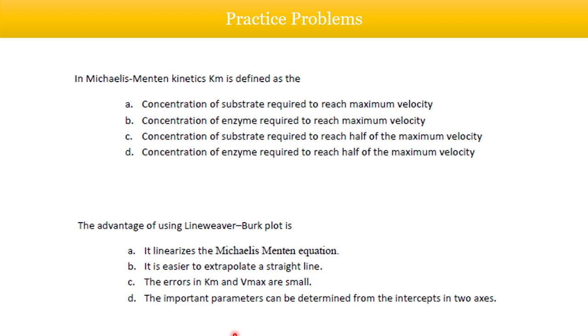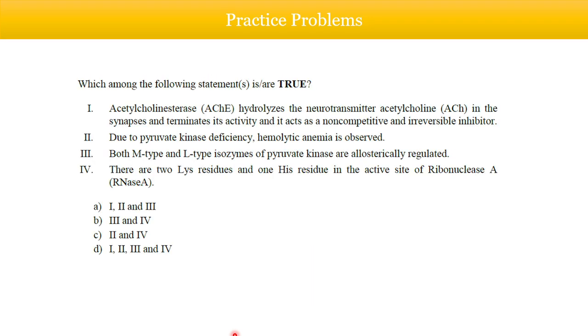The advantage of using the Lineweaver-Burk plot is it linearizes the Michaelis-Menten equation, easier to extrapolate a straight line. The errors in Km and Vmax are small. Important parameters can be determined from the two intercepts on the two axes. Which is correct? So if you look into the options, all of these are actually correct.